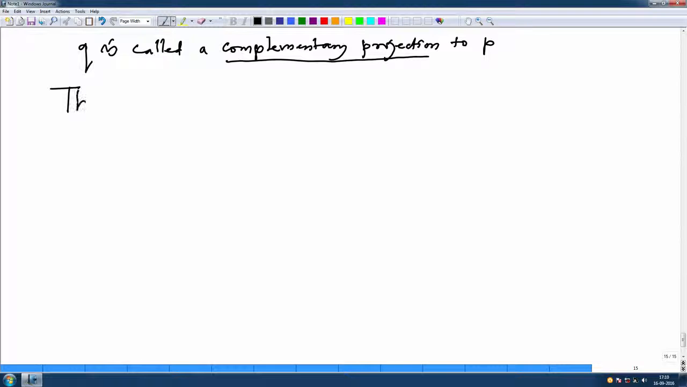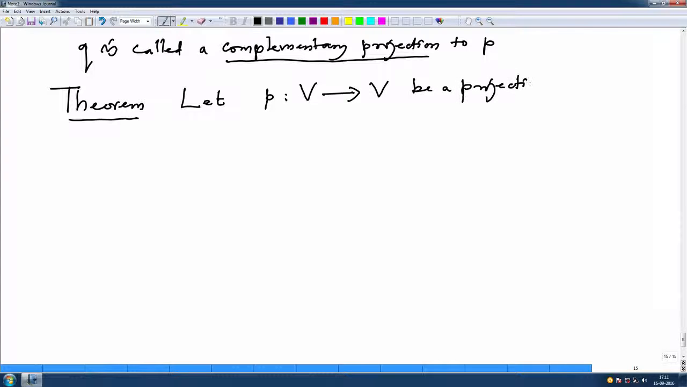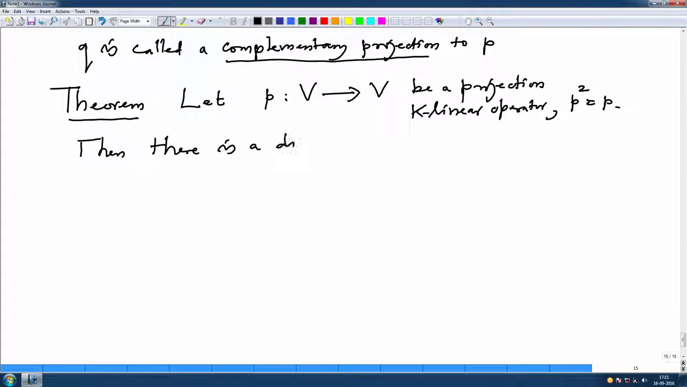Theorem. Let P from V to V be a projection. Projection again, let me repeat, it is a K-linear map, K-linear operator, with the property that P square is P. Then there is a direct sum decomposition for V.